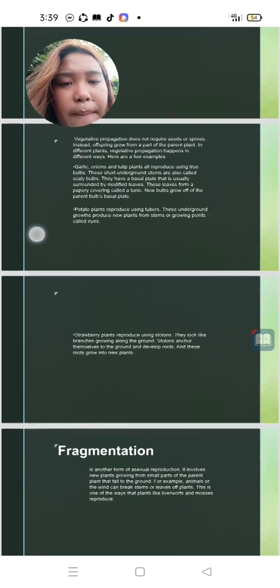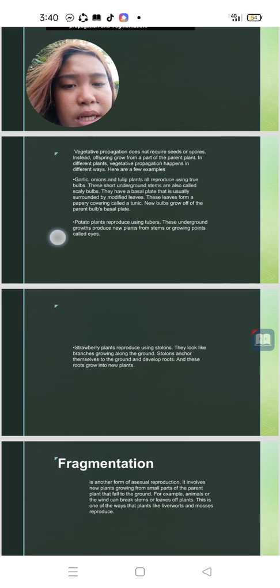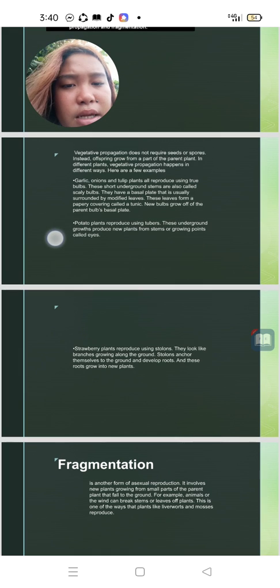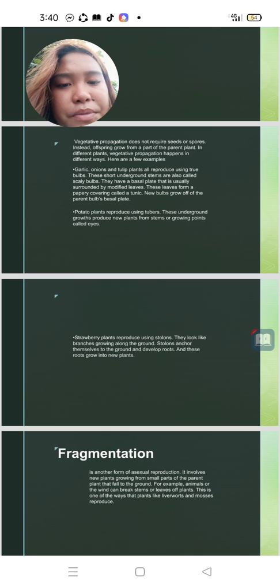Here are a few examples. Garlic, onions, and tulip plants all reproduce using bulbs. These short underground stems are also called scaly bulbs. We have a basal plate that is usually surrounded by modified leaves. These leaves form a papery covering called a tunic. New bulbs grow off of the parent bulb's basal plate.